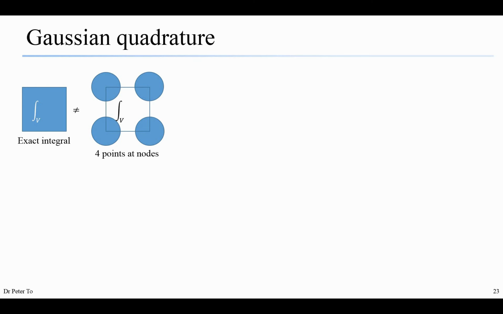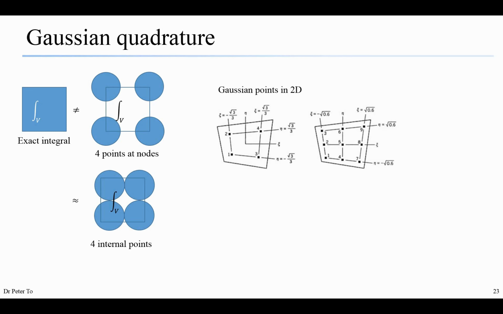The last concept in this lecture is the Gaussian quadrature. Instead of calculating an exact integral, we may calculate the sum of the functions at some points in the area, and Gauss proposed 4 internal points which may provide better accuracy at the coordinates of plus minus 1 over square root of 3.